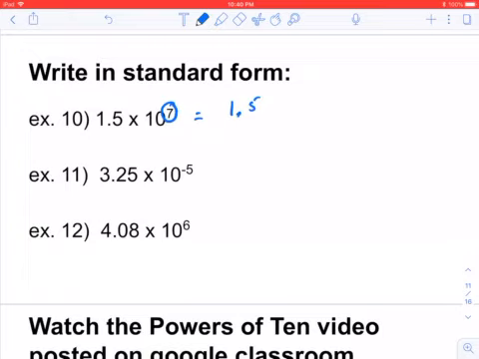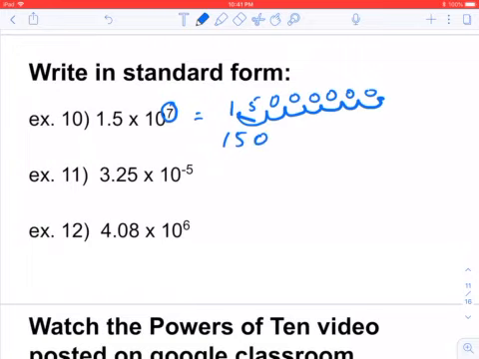So if it's here to start, we're going to move it over 1, 2, 3, 4, 5, 6, 7 places. It's going in at the end. All those spaces need to be filled in with a 0. So we end up with 1, 2, 3, 4, 5, 6 zeros. So we get 15 million.